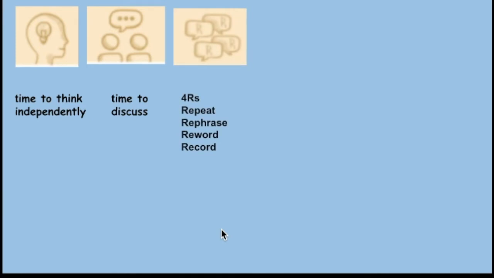The 4Rs icon means the students have to repeat, rephrase, reword, and record. As the teacher, you can help students better understand information when asking questions such as, who can repeat what Jill said? Can you say it a different way? This is especially helpful for students who are English language learners and may have difficulty processing language. Since they hear the same information in different ways, it allows students time to process the information and make meaning of it.